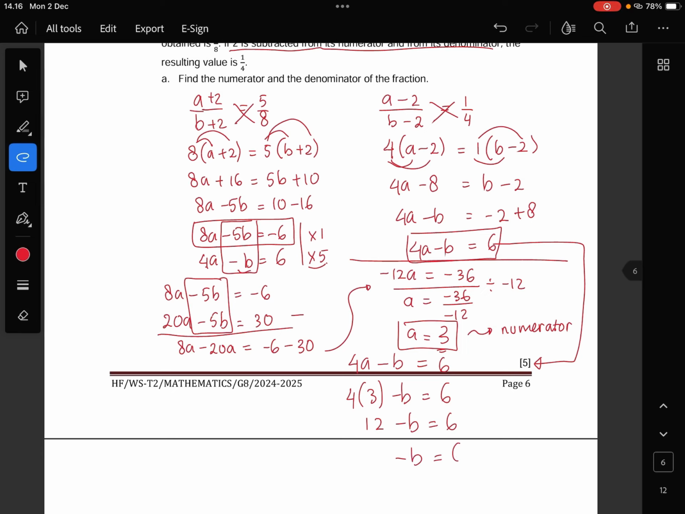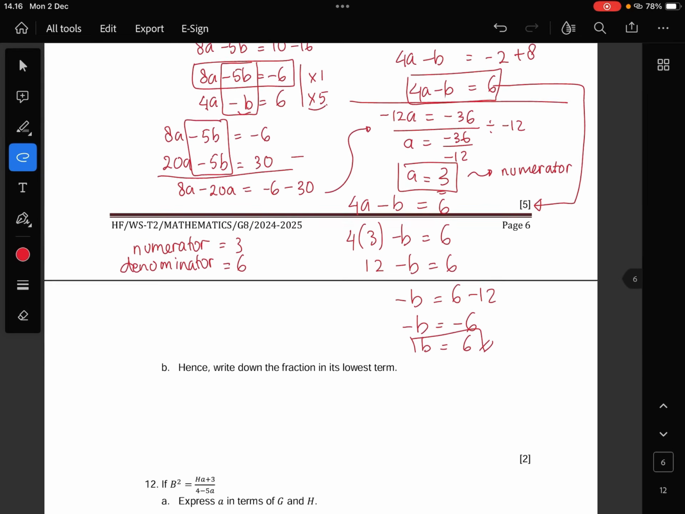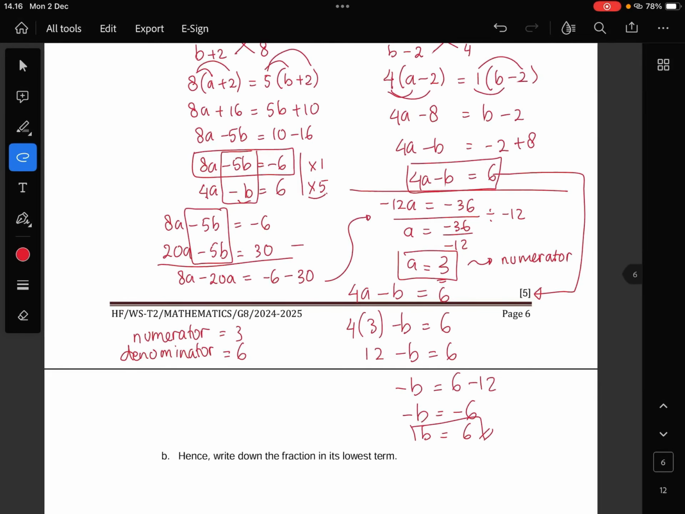Negative b equals 6 minus 12. Negative b equals negative 6. b equals 6. Done. So your numerator is 3 and the denominator is 6. Alright, so we can continue with this number 11b.